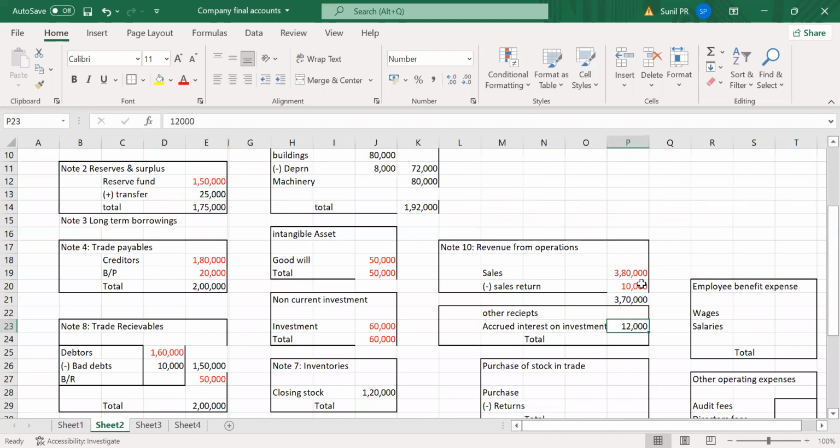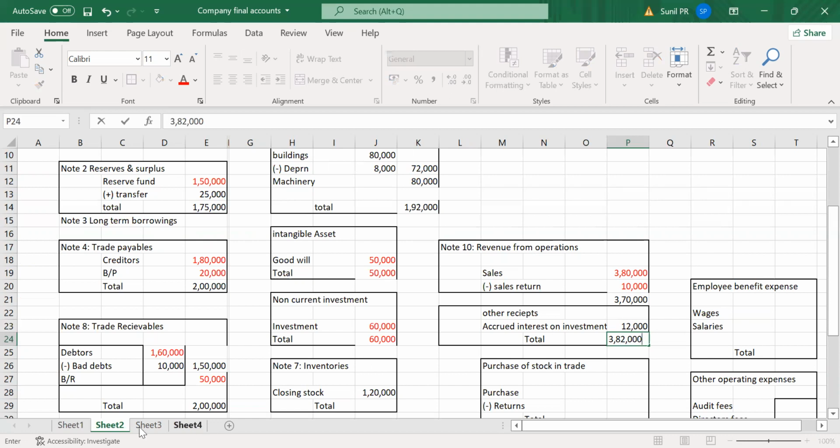Okay. So sales minus sales return is 3,70,000. Other receipts, accrued interest on investment, is 12,000. So 3,70,000 plus 12,000 will be 3,82,000. Yes, this is called revenue from operations.